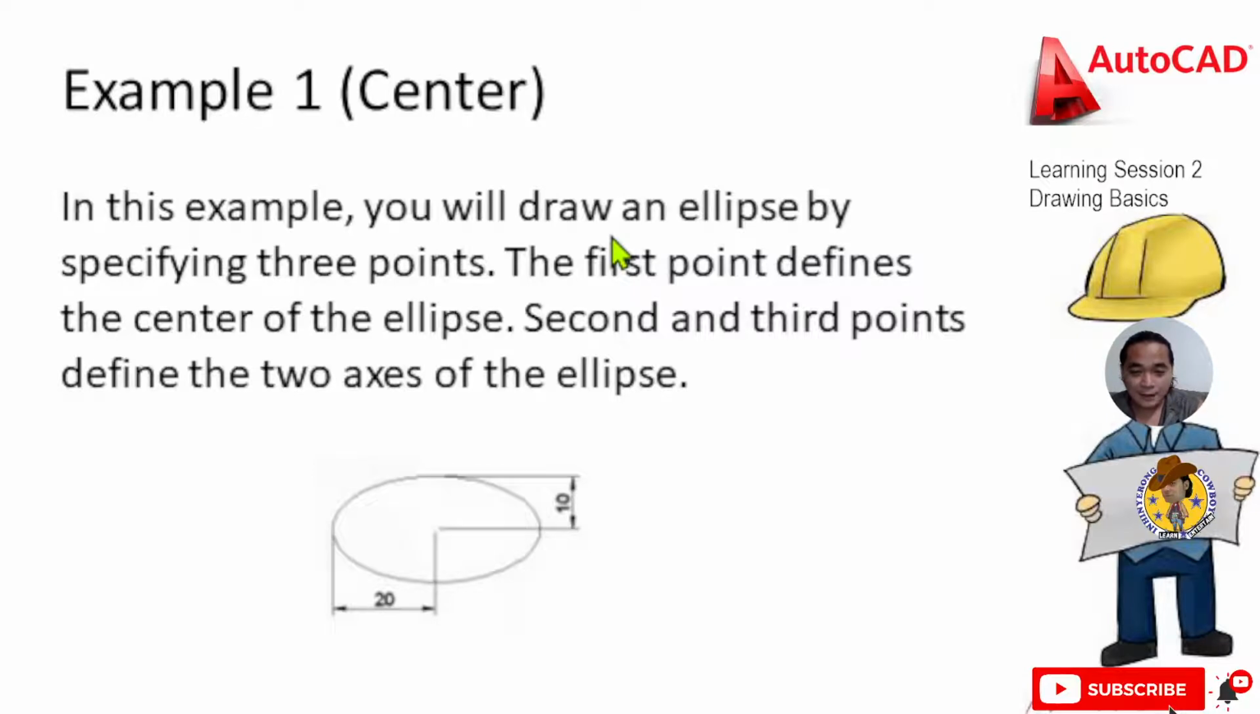So the three different ways to draw ellipses are explained in the following examples. Okay, so we have number one. Okay, so we are using center as the method. Okay, so let's go back to our AutoCAD.